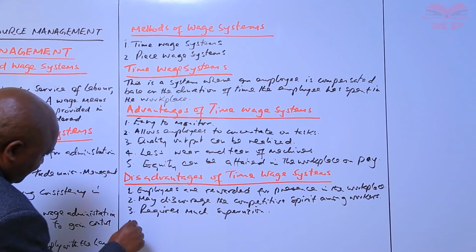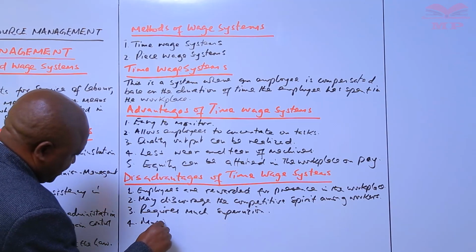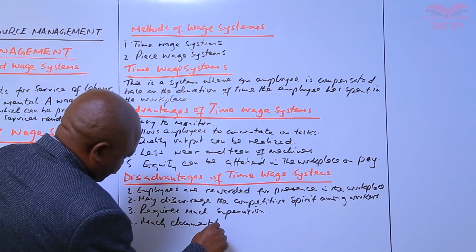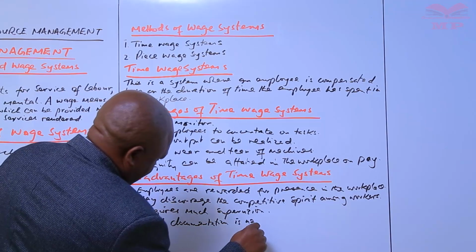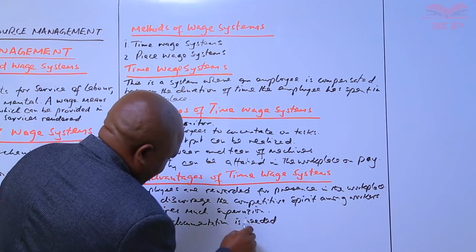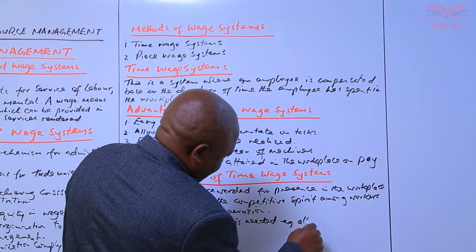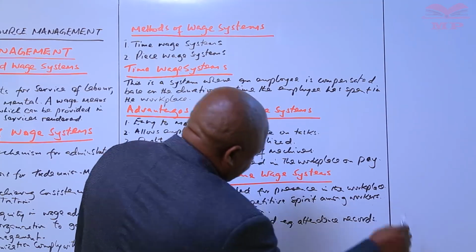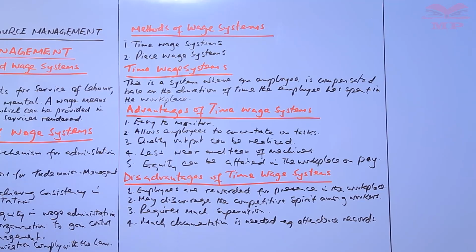Then 4, much documentation is needed. E.g. attendance records. So a lot of documentation will be required to document the clocking in time, to document the number of days worked, to document absenteeism and so on. So that again becomes another disadvantage of this particular system.